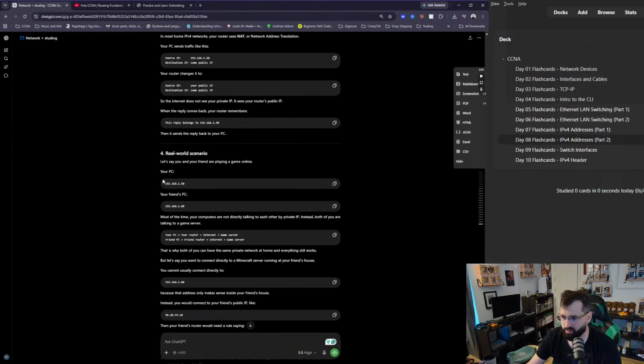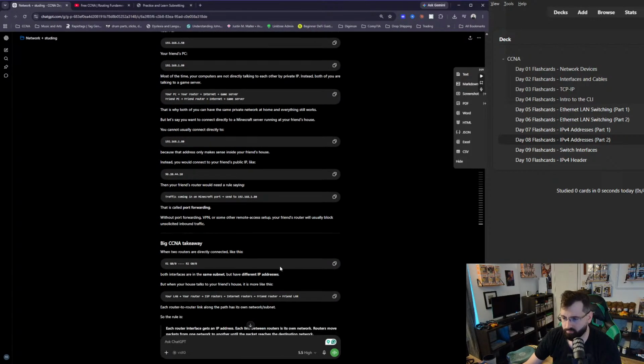Real world. Okay, your PC, your friend's PC. Most of the time, your computers are not directly talking to each other by private IP. Instead, both of you are talking to a game server. Okay, that makes sense, because, playing games. Your PC, your router, internet, game server, your friend, internet. So it's like the game server is kind of like the hub. Okay, that makes sense in real life.